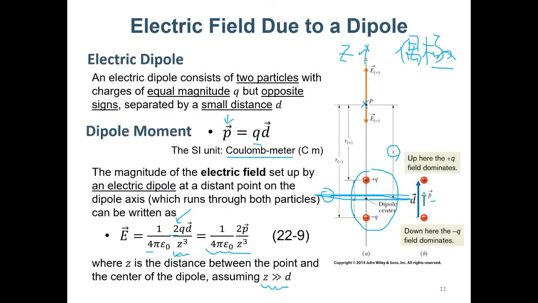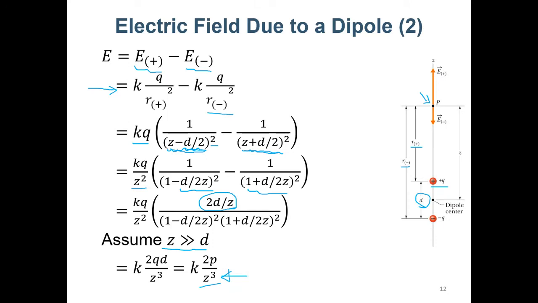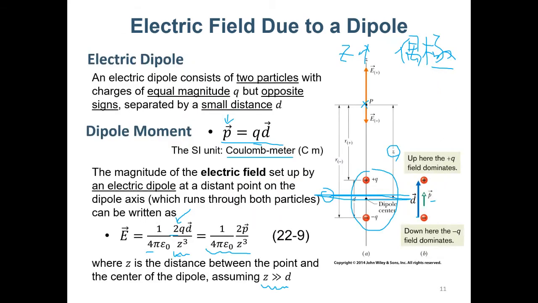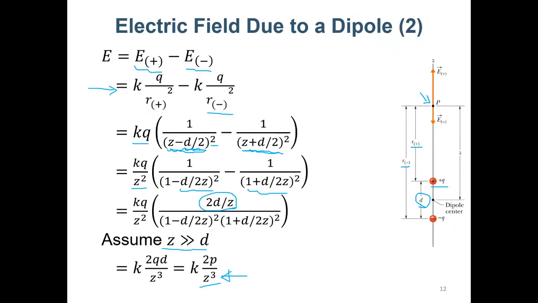And actually, in the previous one, we defined p to be qd. So we can write qd to be p. So the formula at 22.9 is derived like this. Any questions?